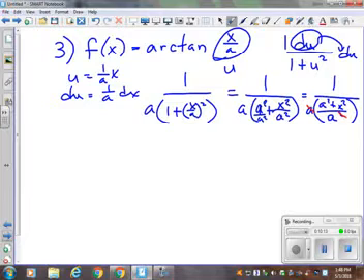Now, that's a fraction within a fraction. What do you think I should do to get the final answer? Yeah, and multiplying it by 1 just really just flips it. So that's the final answer to the question.